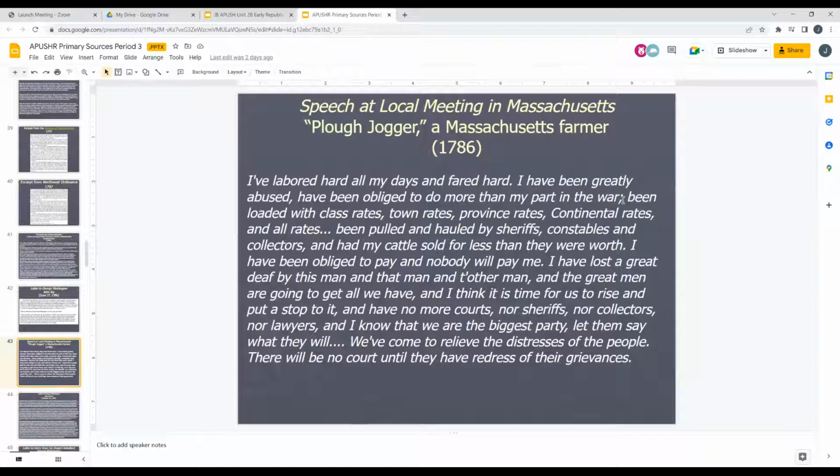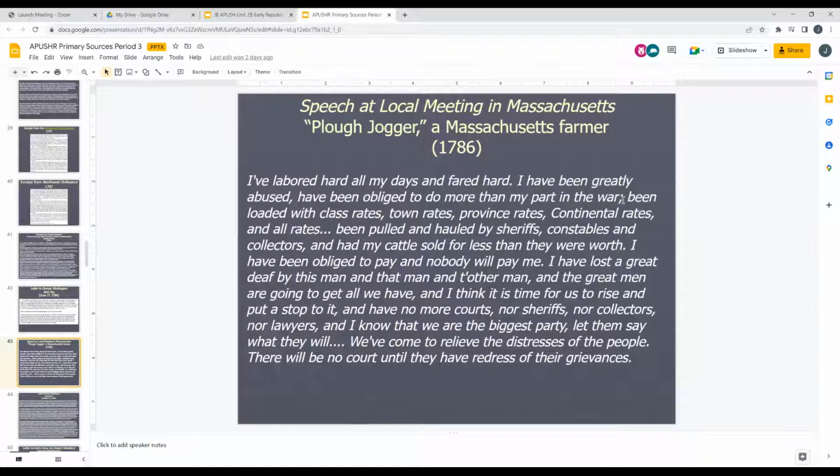You see here where Paul Jogger talks about how he's been pulled and hauled by sheriffs and constables who are enforcing the law. They're enforcing the foreclosures. These tax collectors, these debt collectors, confiscate his assets, like his cattle, and sell them for whatever they can get because they want to be repaid. They want debt paid back. And he says, I've been forced to pay back, but where is my pension? Where is my salary for fighting in the war? When can I collect that? And he's got to pay this man, that man, and this man. He's indebted here because he's just trying to survive.